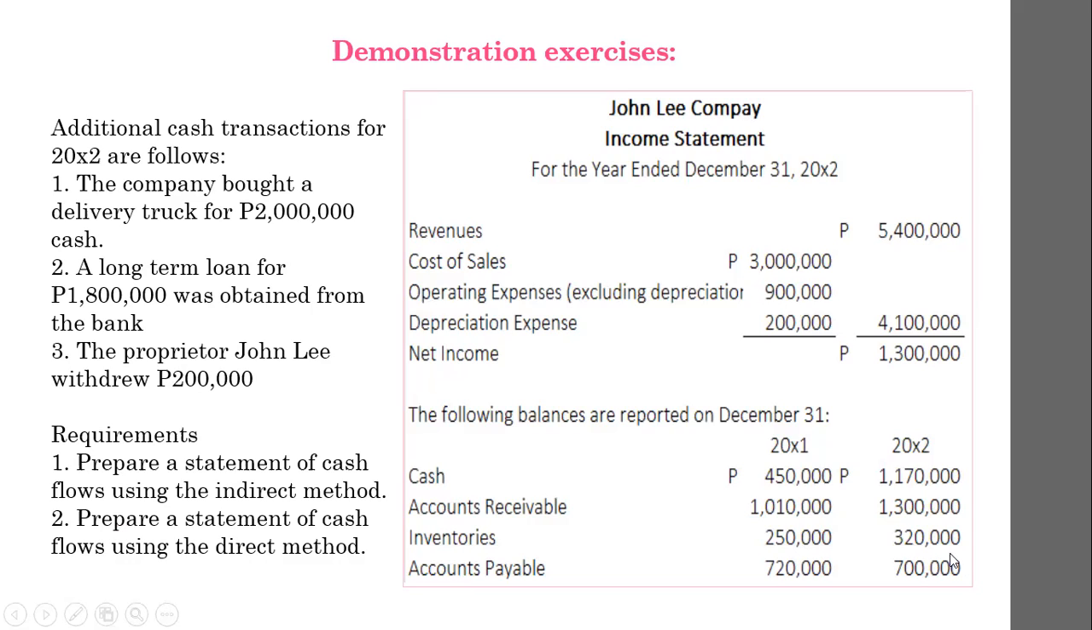250,000 minus 320,000. So, yan po yung inventories natin. Kung mapapansin nyo sa illustration na to, nung year 20x2, nag-increase po lahat. Accounts receivable, inventories, and cash, nag-increase po.